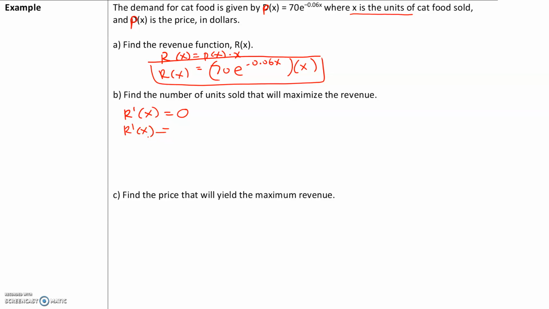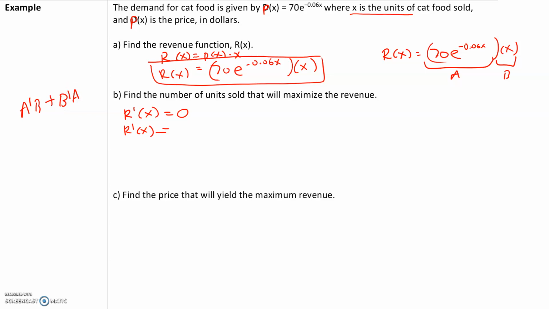To find the first derivative, we have to use the product rule. Okay, let me rewrite the function over here. We got r of x equals 70 e to the negative 0.06x times x. So this is our a, and this is our b. So we know the derivative is a prime b plus b prime a when we have a product rule.